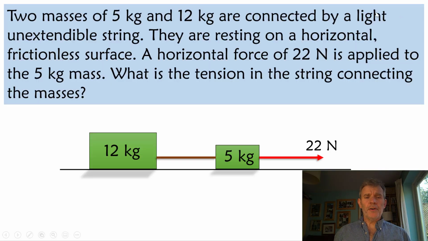Two masses of 5 kilograms and 12 kilograms are connected by a light inextendable string. They are resting on a horizontal frictionless surface. A horizontal force of 22 newtons is applied to the 5 kilogram mass. What is the tension in the string connecting the masses?